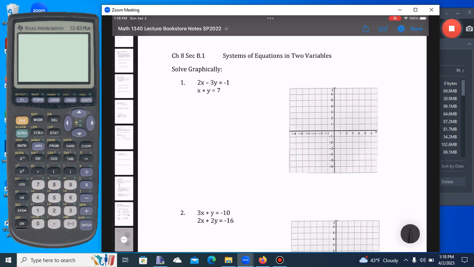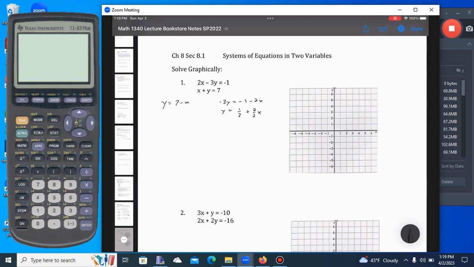So if we have 2x minus 3y equals -1 and x plus y equals 7, one way to find a solution is to plot the points and graph them. What we can do for these is solve both for y. So x plus y equals 7 would be y equals 7 minus x. And then the other one, do this in a couple steps. You have -3y equals -1 minus 2x. So then y equals 1/3 plus 2/3 x.